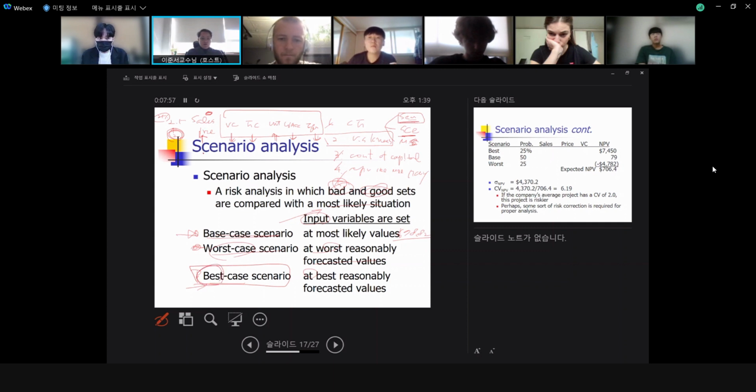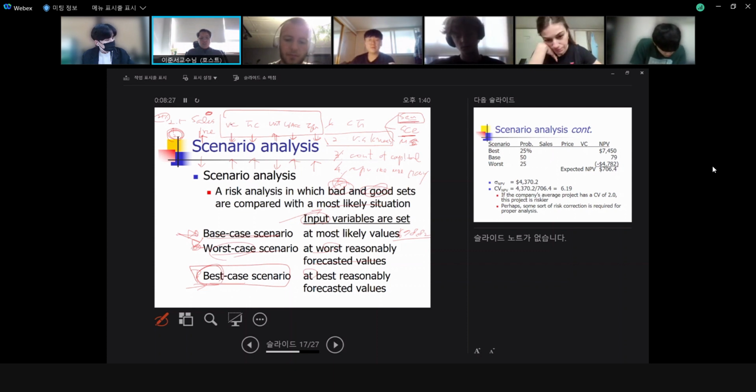Whereas if the sales price decreases, variable cost increases, fixed cost increases, units sold decrease, WACC increases, and equipment price increases, that's going to have a bad effect, decreasing the net present value. That's the worst case scenario. So if we assume those variables change in the negative way simultaneously, and then we calculate the net present value, that's the worst case scenario.